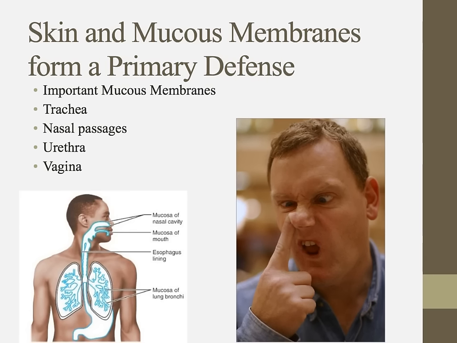All right, so before we talk about cilia some more, let's talk about some of these important mucous membranes. We need these guys anywhere there's a hole. So we don't need them here, there's no hole there. We really need them anywhere that we have a hole on the outside of our body. So that's going to be our trachea, our nasal passages, also our mouth, but I didn't list that there, our urethra, I didn't include that in the picture, and the vagina, so any entrance into the body.